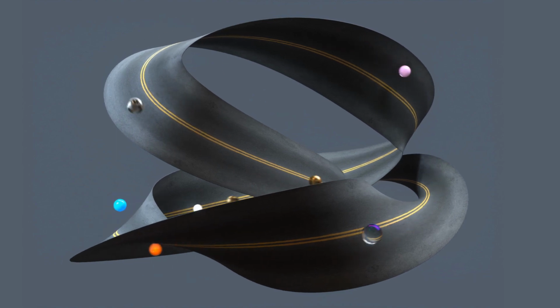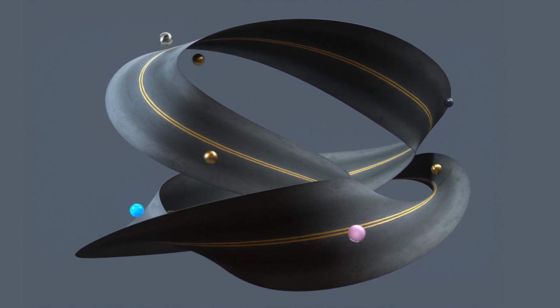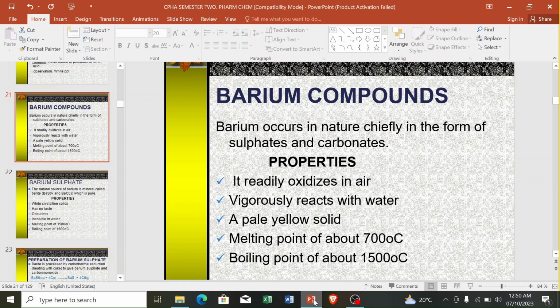We shall look at barium today. This is the third element that we are looking at in group 2 of the periodic table, where we have already looked at calcium and magnesium. So the third one we are looking at is barium and its compounds.